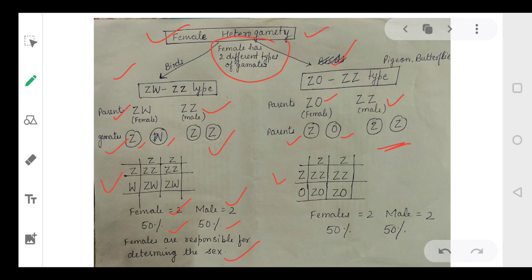Okay. Next, male will have the same type of gametes, both will have Z. We'll make the combination with the help of Punnett square. Female is 2, male is 2. Again, the probability is 50%.